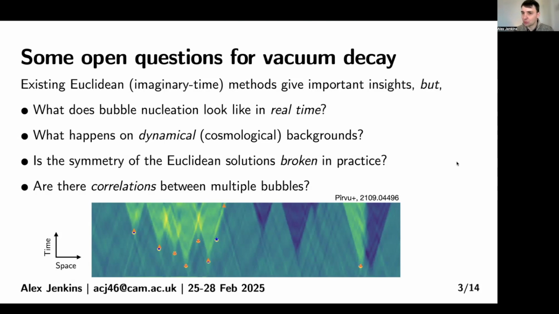In particular, conceptually, it's really difficult to understand from this Euclidean picture what I should expect this phase transition to look like in real time. What did the bubble nucleation events do in real time? And in particular, how do they interact with the real-time dynamics of the cosmological background? And also, these Euclidean solutions are usually derived under quite stringent symmetry assumptions, which is fine for describing a single bubble.